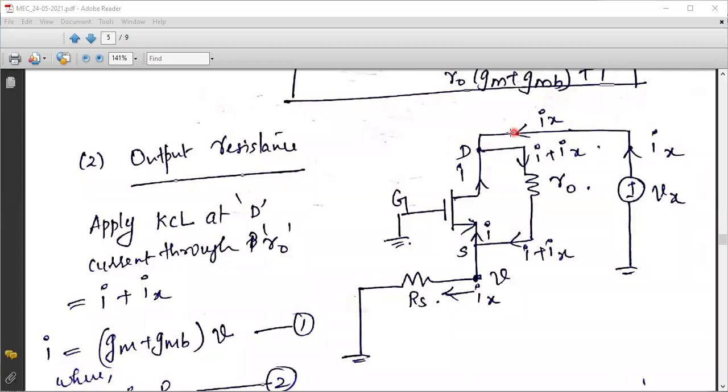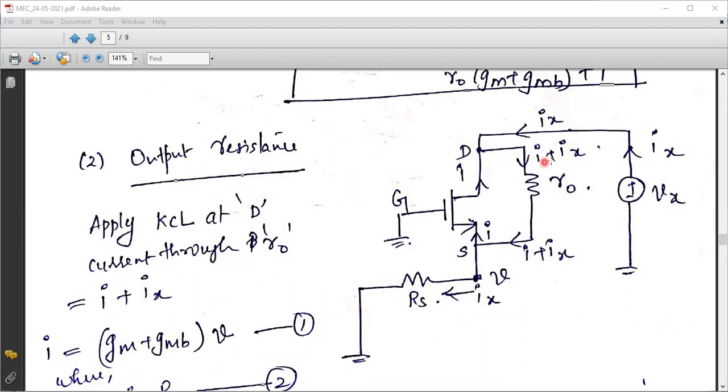If you see this, Ix is the entering current to D and I is also entering to D. So the current flowing through R0 will be the outgoing current, which is nothing but the sum of the two incoming currents. So I plus Ix will be the leaving current from the drain terminal that will be passing through R0. This will again be entering the source. I will be the leaving current. So if I plus Ix is entering and I is leaving the source, what will be the remaining current? Ix is the remaining current that will be moving through Rs towards the ground.